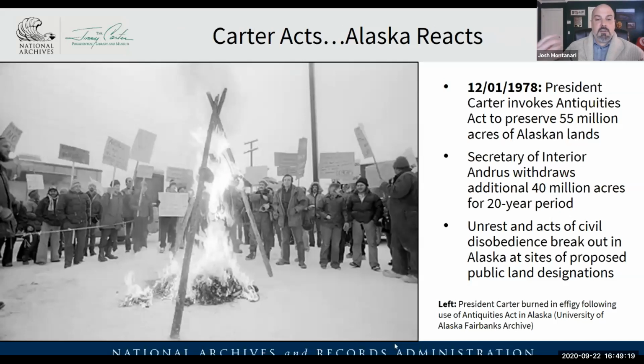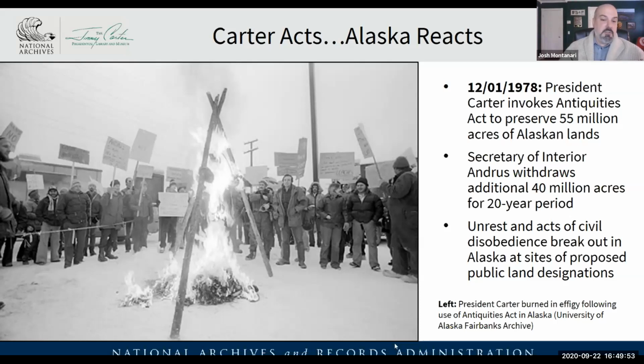So Jimmy Carter takes all of that into account. On December 1st, 1978, he decides to take that leap of faith. And he invokes the Antiquities Act to set aside a 55 million acre chunk of land in Alaska to protect that. Secretary of the Interior Andrus withdraws an additional 40 million acres for a 20-year period. So that's not something the state of Alaska is necessarily crazy about. So there's 20 years we might not know what's going to happen with this land.